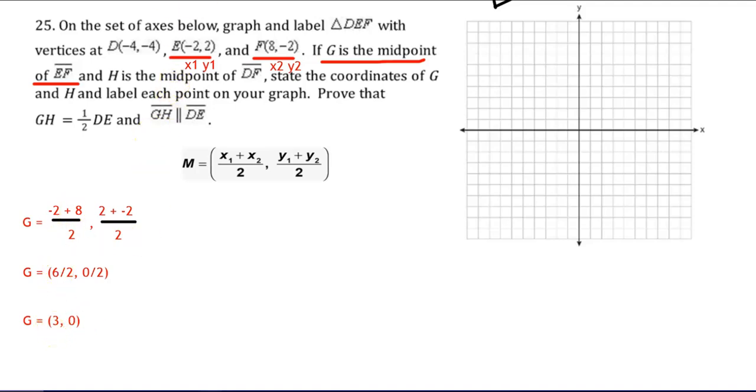I'm going to do the same thing for point H. H is the midpoint of DF. Sorry, I'm supposed to be using a different color. H is the midpoint of DF. That means I'm looking now at D and F.